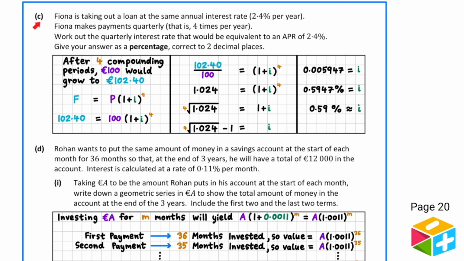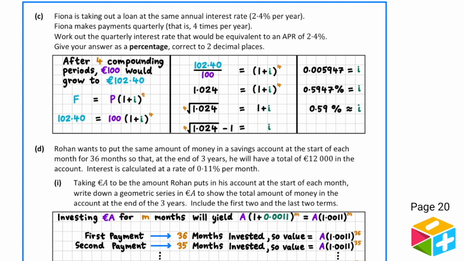In part C, Fiona is taking out a loan with an interest rate of 2.4% per year. She makes payments quarterly, and we need to figure out the quarterly interest rate, which would be equivalent to the APR of 2.4%. Well, an annual rate of 2.4% means that in 1 year, €100 would grow to €102.40.